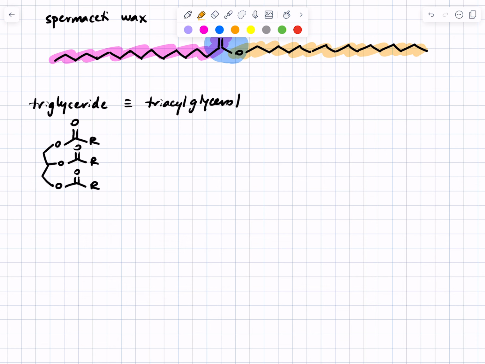This portion, again in pink, is the fatty acid, which is just a long-chain carboxylic acid. And then this portion in orange is going to be the glycerol portion. Sorry, I'm getting a little bit mixed up. So these are the fatty acids, and this is the glycerol portion.